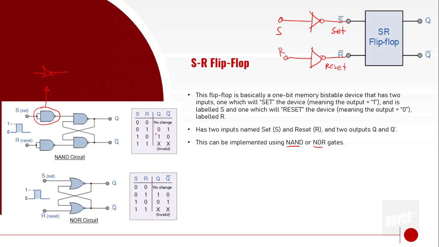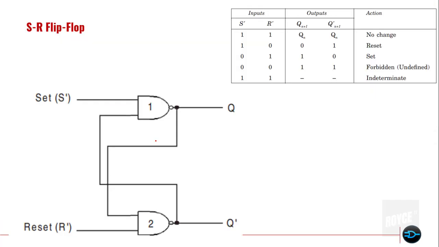Now, if the S input and the R input are both set to 1, our flip-flop will enter its invalid state. So this combination is not used. As to why, that is what we will study next. That invalid combination is what we call the forbidden or undefined combination.